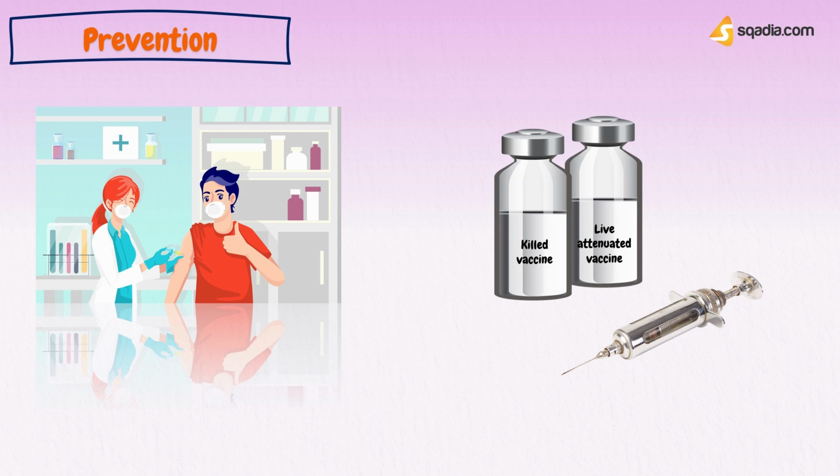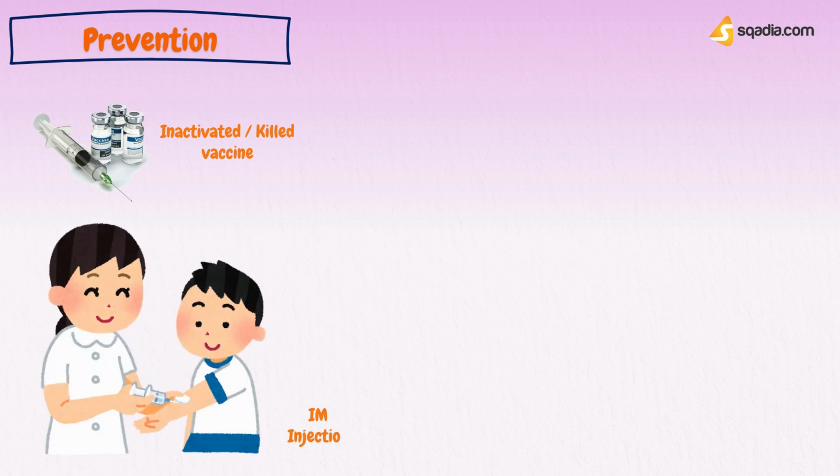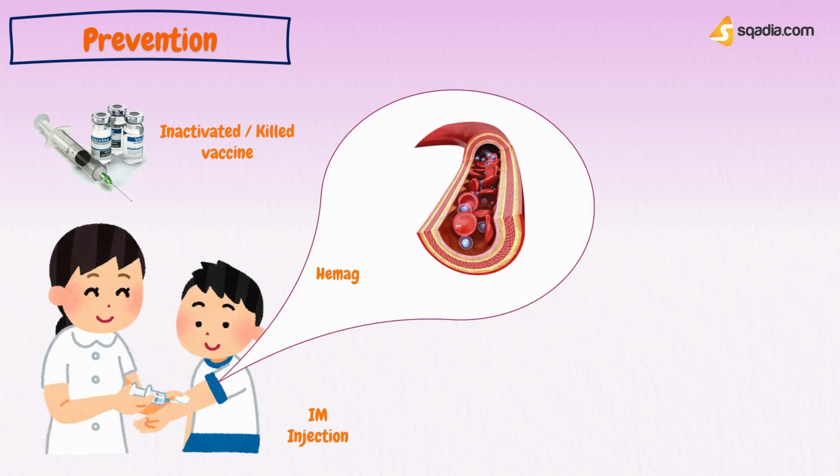There are two main types of influenza vaccines: a killed vaccine and a live, attenuated vaccine. The killed or inactivated vaccine has been used for many years. It is administered intramuscularly. It contains the purified protein subunits, haemagglutinin and neuraminidase. Haemagglutinin antigen elicits neutralizing antibodies.